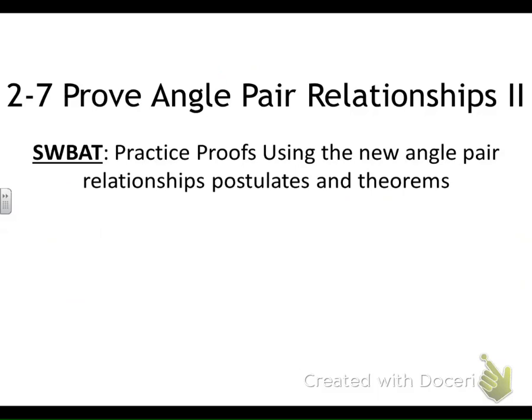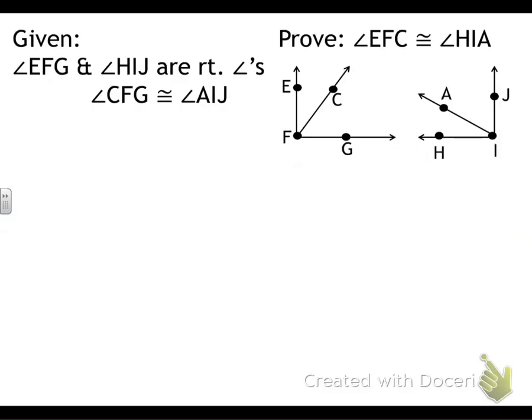Moving on, 3, 2, and 1. Here's your first diagram. Angle EFG and HIJ are right angles. So right angles means we have 90-degree angles. Right angles also means we can say they're congruent. Right? So these are the things that should be firing in your head. We also have a pair of congruent angles. Prove EFC congruent to HIA.